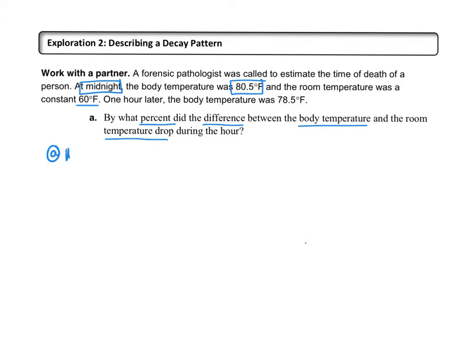Okay, so at midnight, the body was 80.5 degrees Fahrenheit, but the room temperature was 60. So if we subtract 60 degrees Fahrenheit, you'll get 20.5 degrees at midnight. Then it says 1 hour later.